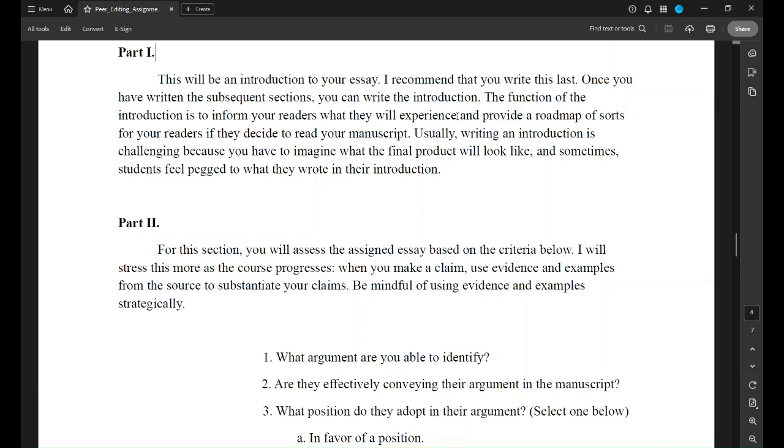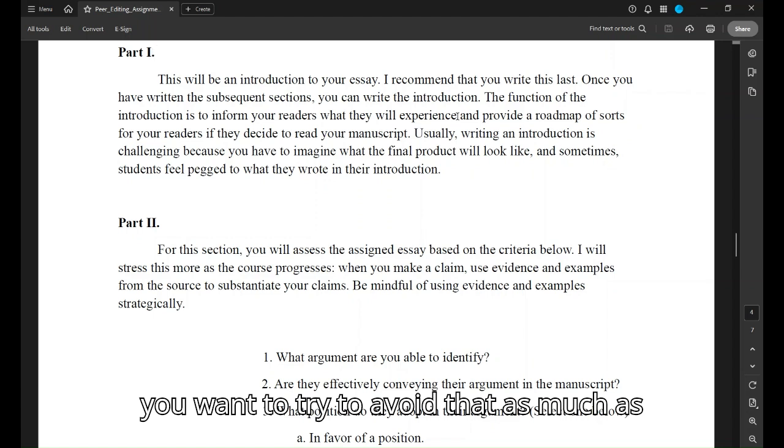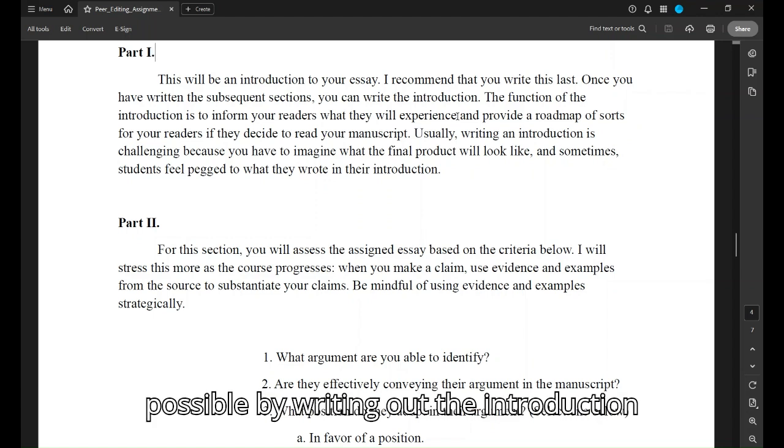So you want to try to avoid that as much as possible by writing out the introduction last.